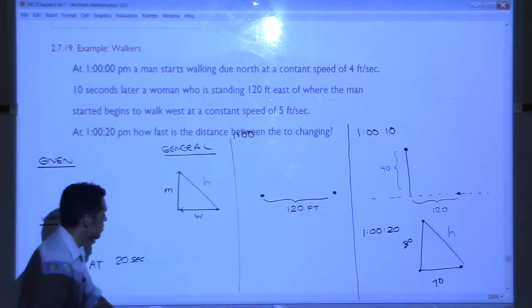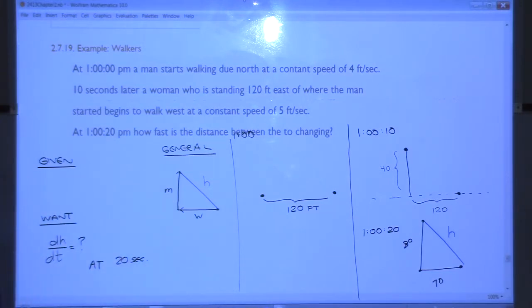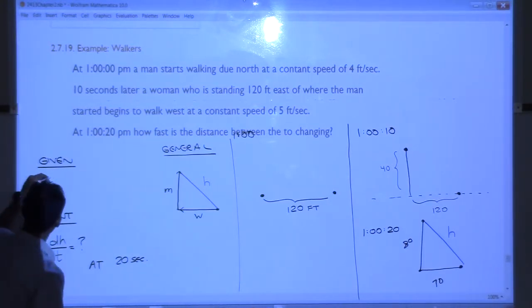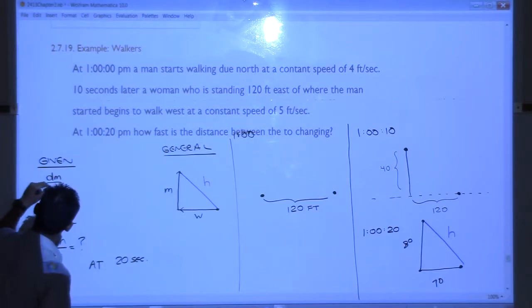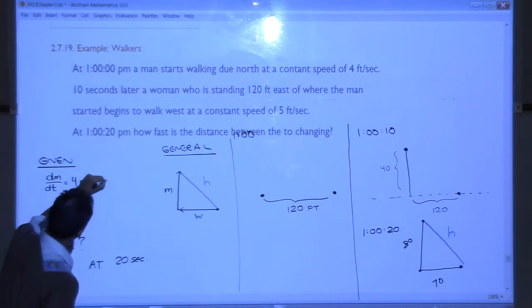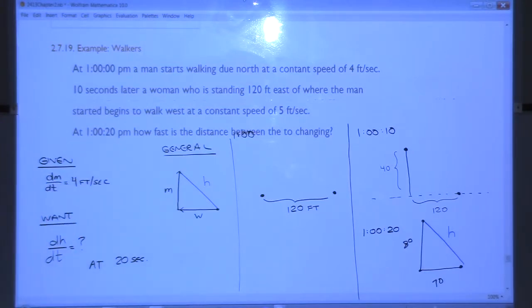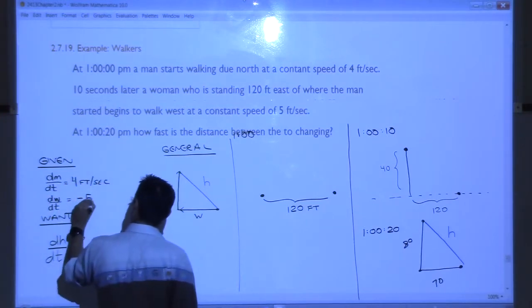If I draw my picture like this, I can tell you how fast M is changing. M is changing at a rate of what? 4 feet per second, right? dm dt is equal to 4 feet per second. Ooh, and now the very important one. dw dt, that's the woman's speed. And now the drum roll. -5 feet per second. Why is it negative?